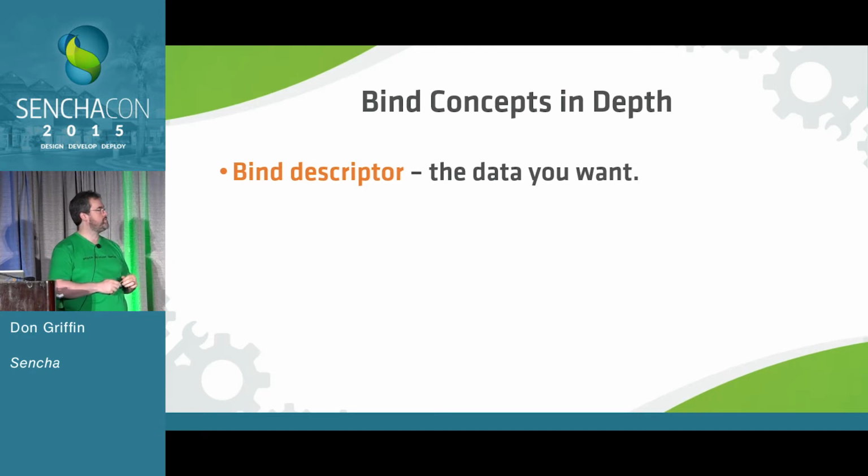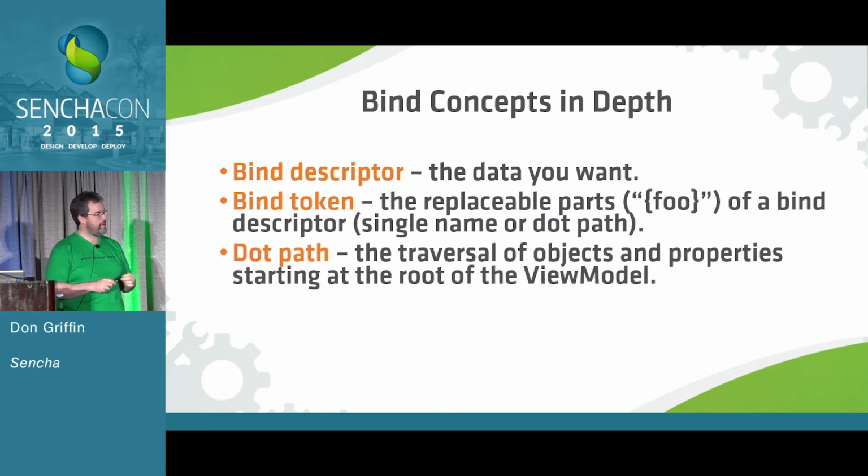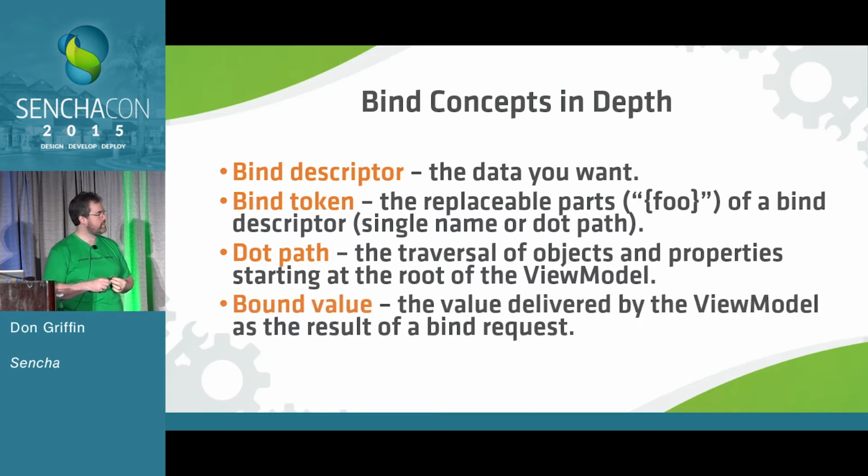So the binding descriptor, we've seen that. It's the data that you want. The binding token is these replaceable parts. It's the things inside the curly braces, and they can be as simple as our normal template, which is just a property, but they can also be a dot path. And we'll see here that a dot path starts at the root of the view model. Could be something simple like ticket. Maybe if you saw the previous session, we put a ticket in the view model. But we don't want just the ticket, we want ticket.reporter.name. So it's going to traverse that thing through dots. And then the bound value, again, it's delivered as soon as that can be delivered.